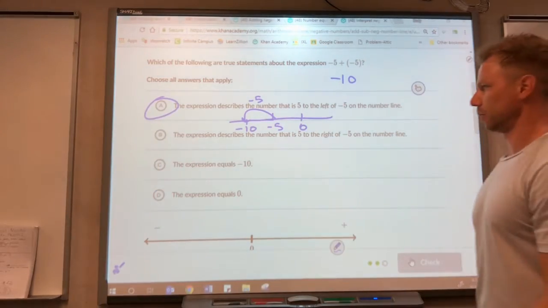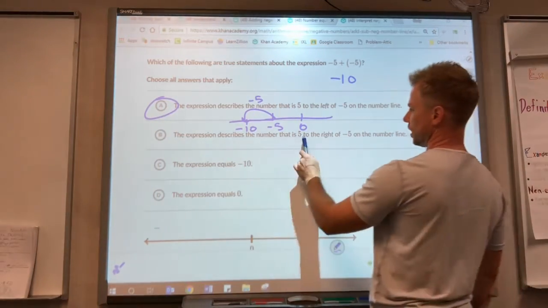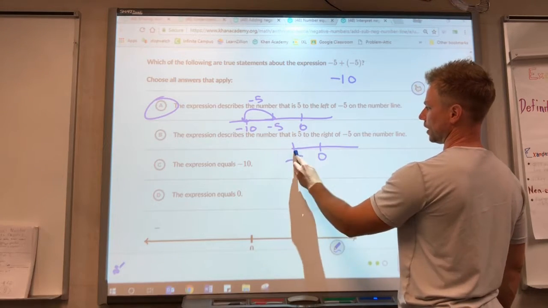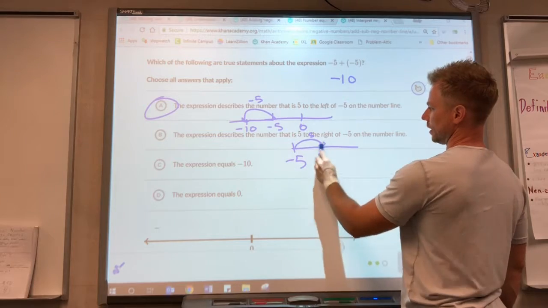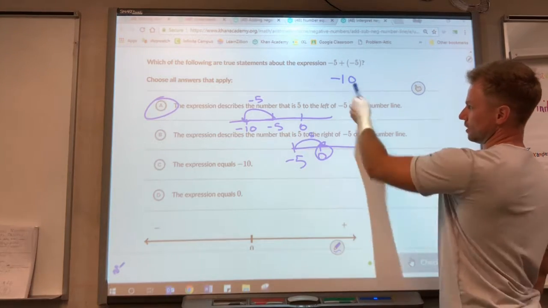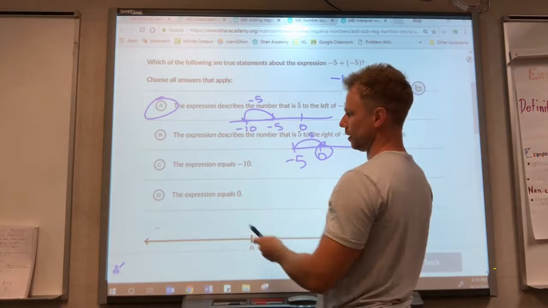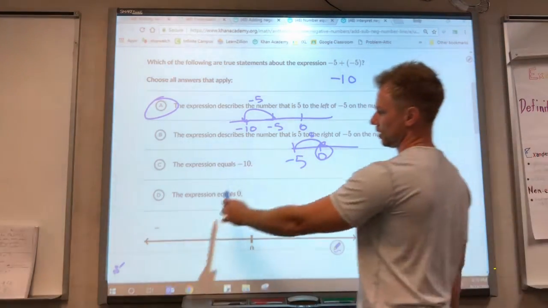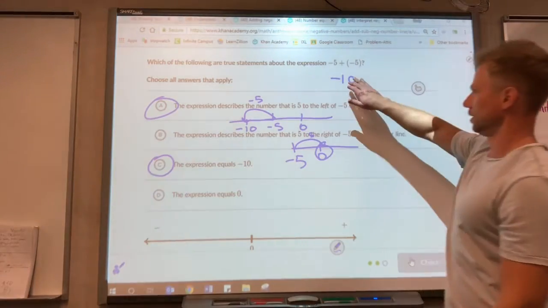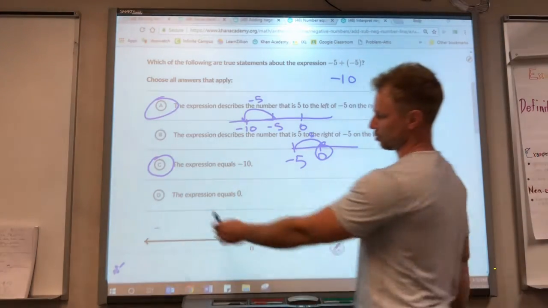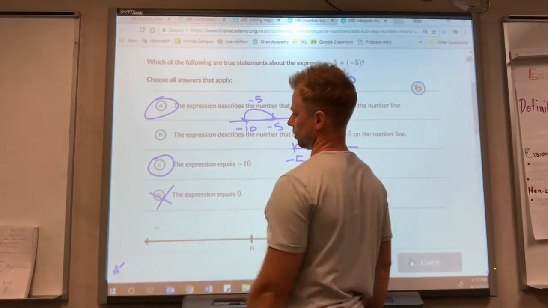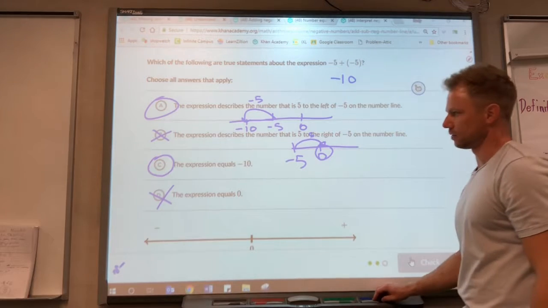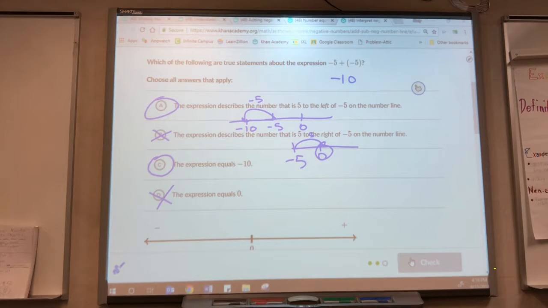Let's check the rest of them though to make sure. So this one says 5 to the right of negative 5. If I'm at negative 5 and I go 5 to the right, that's going to bring me to 0. Does not equal 0, so it's not that one. The expression equals negative 10. Okay, that is also true, correct? It equaled negative 10. And the expression equals 0. It does not equal 0. It equals a negative 10. So it looks like it's A and C for this one.